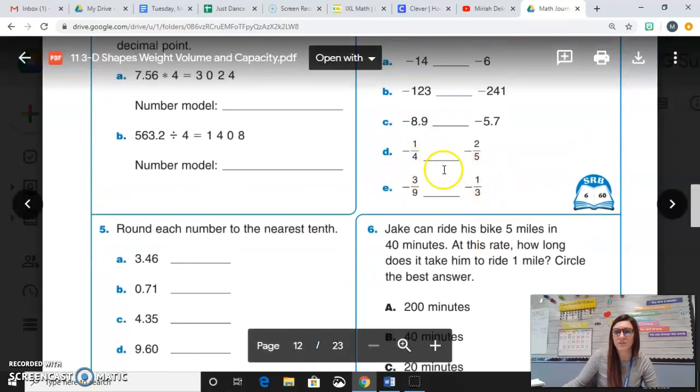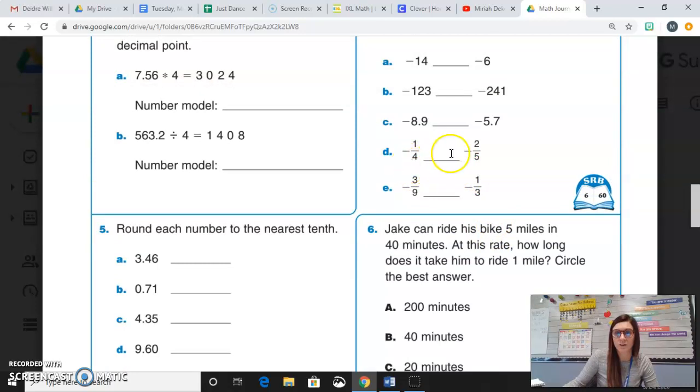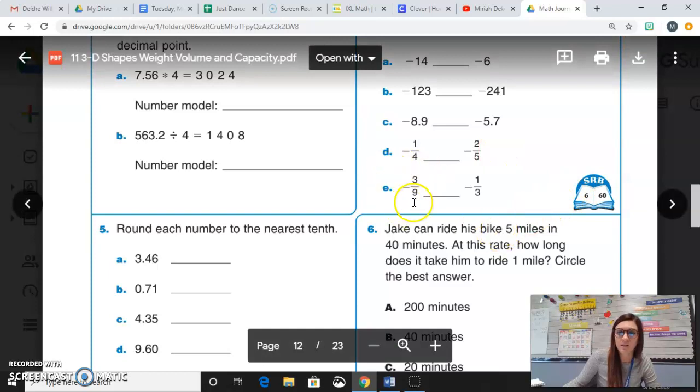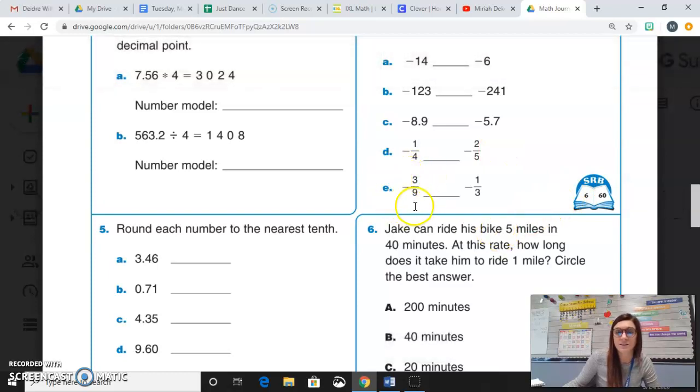For D here, actually, if you go back, negative 1/4, negative 2/5. If you want to write this down to help you, negative 1/4 is the same as negative 0.25. D, also on this side, negative 2/5 is the same as negative 0.40. So over here you'd have negative 0.25. Here you would have negative 0.40. So whatever bigger negative it is, the smaller. E, negative 3/9 is the same as negative 1/3. So those two would be equal there.